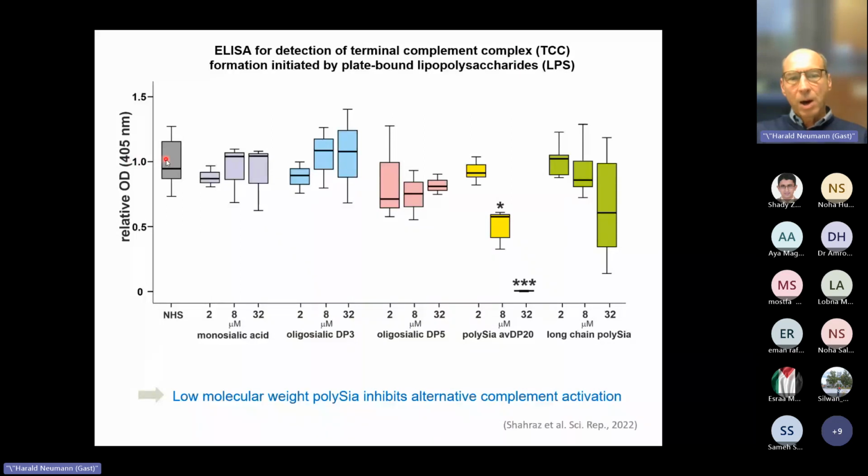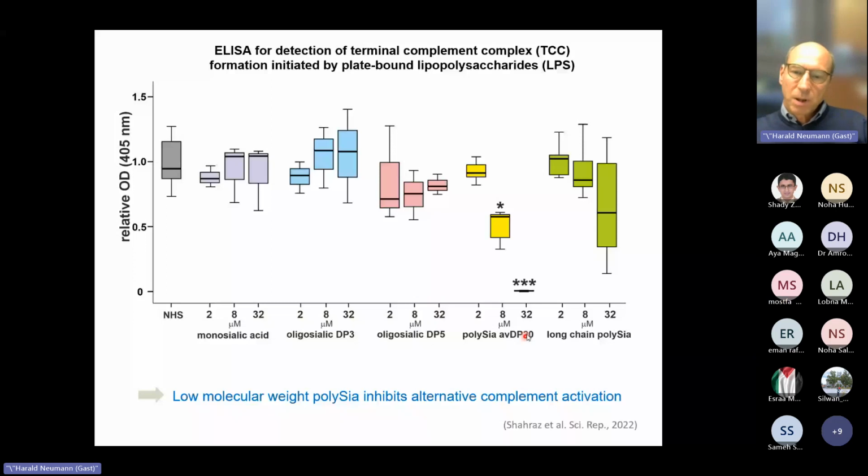If you now added monosialic acid, so a single sialic acid molecule, to this assay, nothing was happening. If you added oligosialic acid, so three sialic acids in a chain, a polymer with three sialic acids, nothing was changing. The same was the case with five sialic acids in a chain, nothing was changing with the complement activation. However, if we have a chain length of about 20, so 20 sialic acid molecules in a row as a polymer, then we saw a very strong inhibition of this alternative complement activity.